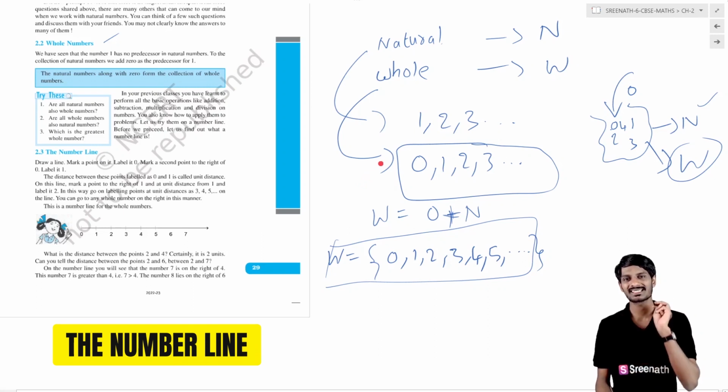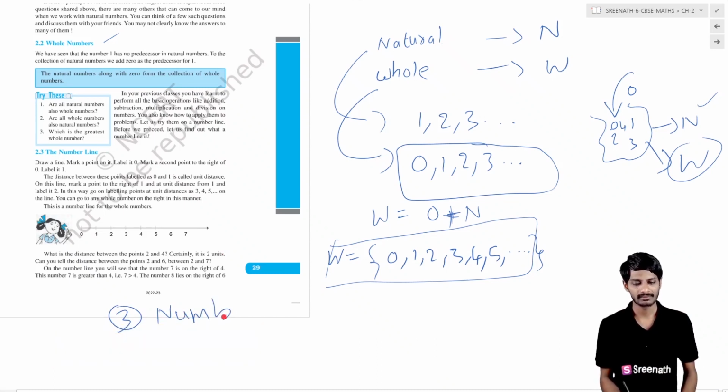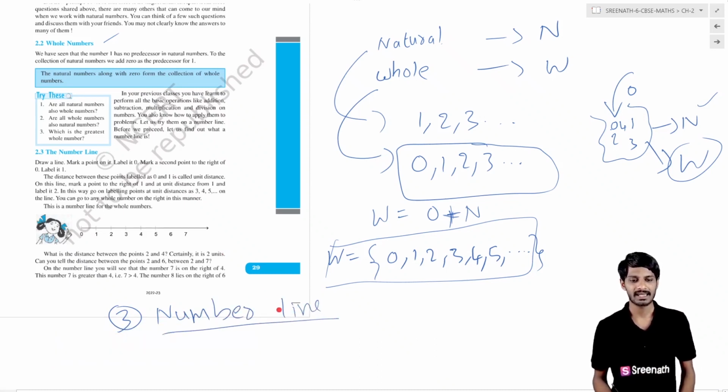Now we are going to discuss the third topic. So what is the third topic? The third topic is the number line. So what is the number line? Basically, we have discussed the number line for natural numbers. Now we are going to discuss the number line for whole numbers. How will we represent the whole numbers on the number line?